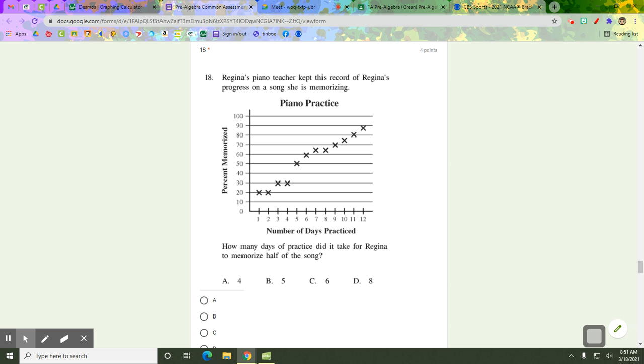Oh, I'm sorry, I'm saying that backwards. My bad. Look at percent memorized. Okay. It goes to what? 100%. What's half of 100? 50. Because 50 is your halfway point. How many days is 50 at? That's a rhetorical question, Sean.